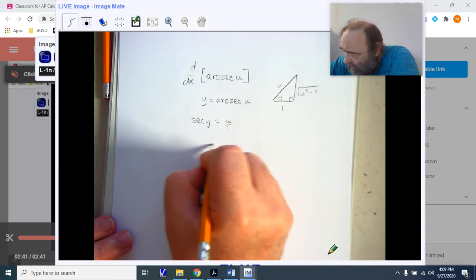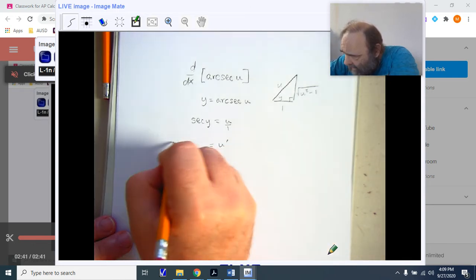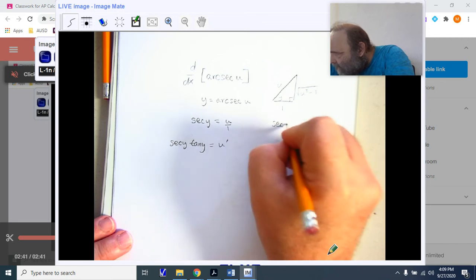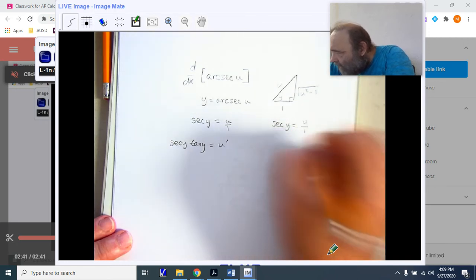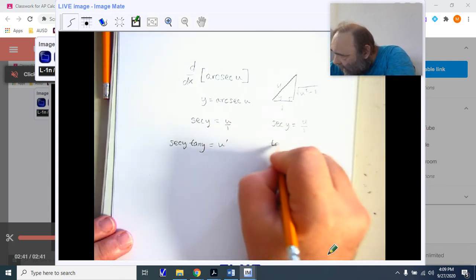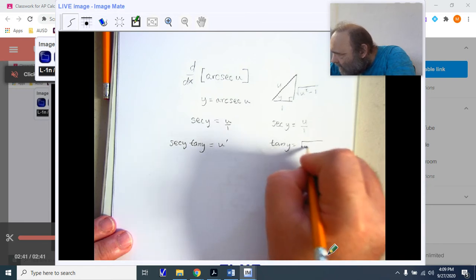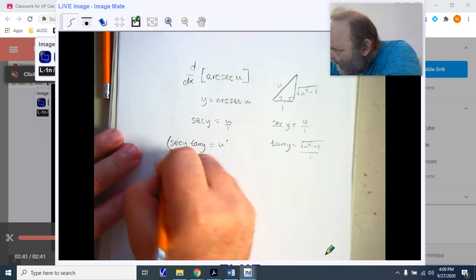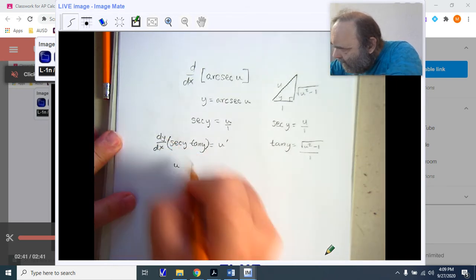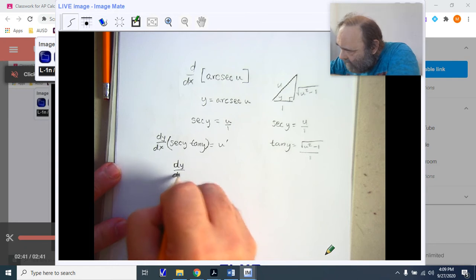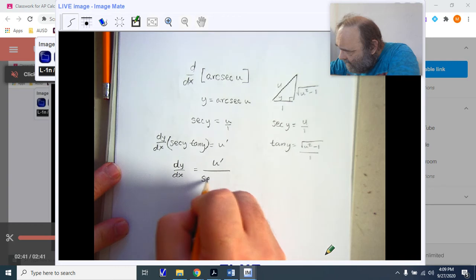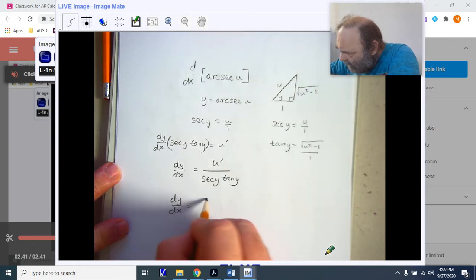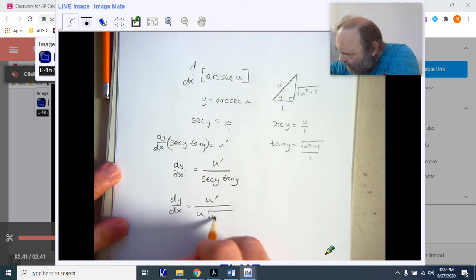All right, let's just go through. What do we get when we take our derivative? u prime on the right side, and we have a secant y tangent y. Let's just look at what secant y is. Secant y is u divided by 1. We saw that right here. Tangent of y is now the square root of u squared minus 1 over 1. And by direct substitution, I'm going to get u. Don't forget your dy/dx. So we have dy/dx is equal to u prime divided by secant y tangent y, and we can now do a direct substitution: dy/dx equals u prime over u times the square root of u squared minus 1.